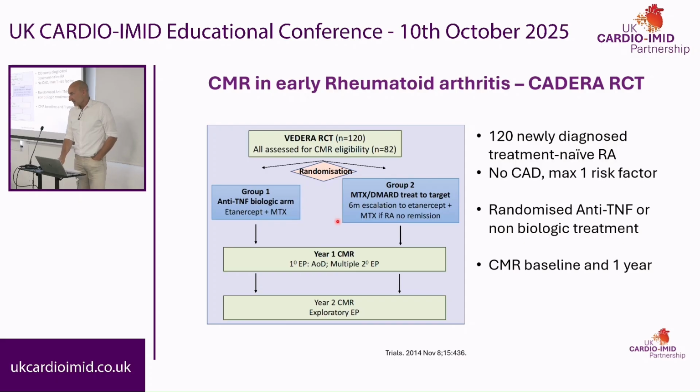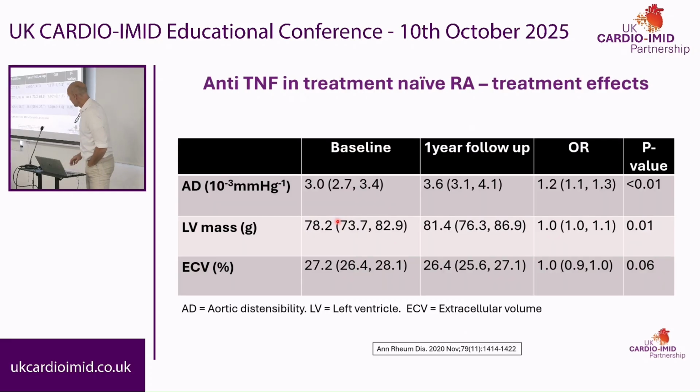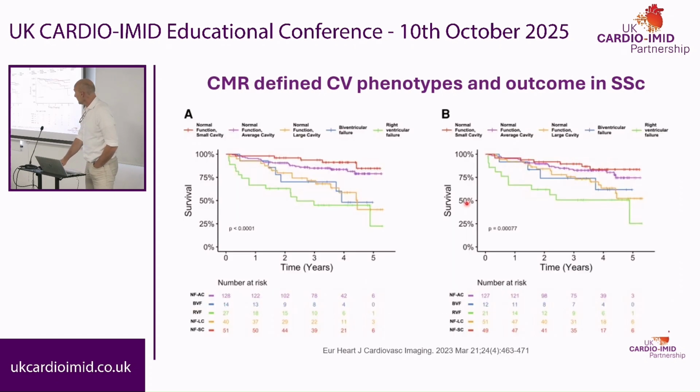Maya and I have done a study called CARDIO some years ago, which was in rheumatoid arthritis treatment-naive patients. Our primary endpoint there was aortic distensibility, which is the aorta going bigger and smaller in the cardiac cycle. And we showed that giving anti-TNF can improve aortic distensibility a little bit. But again, a small-scale, single-center study.